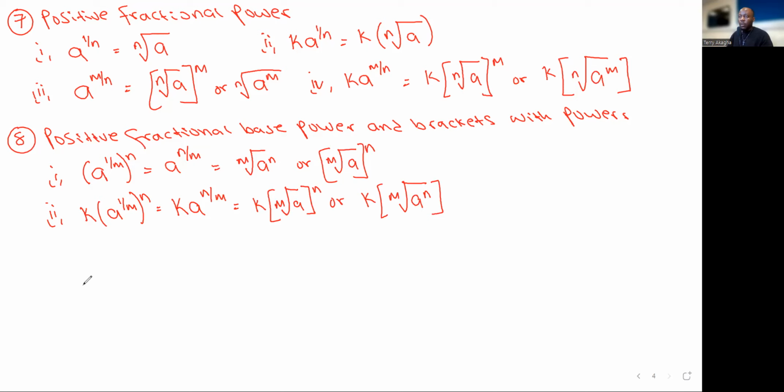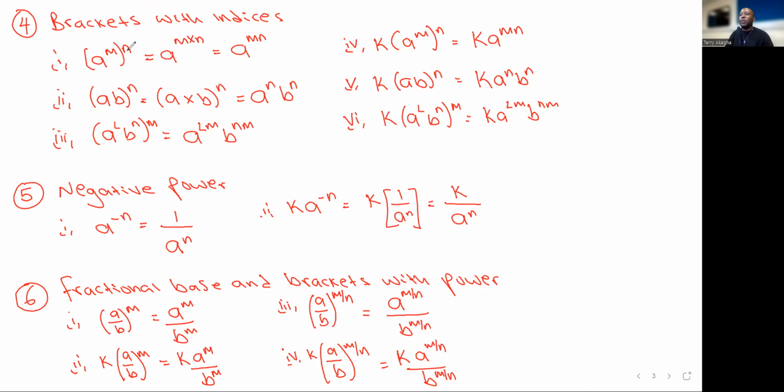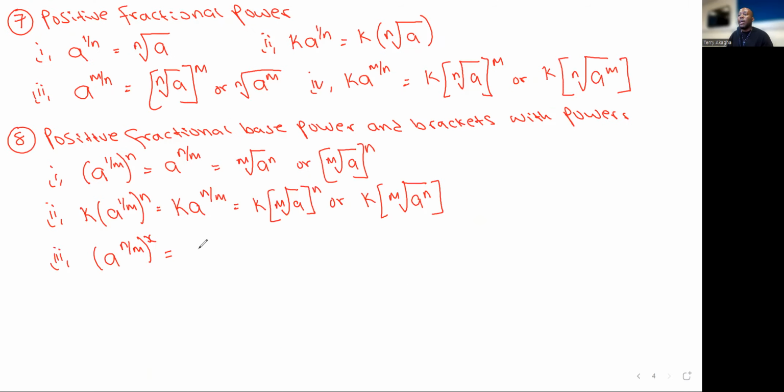Then the next one is if we have a^(n/m) raised to the power x. Similar to rule 4 that I told you, you have to multiply the powers. So you also multiply the powers here. So it's going to be a^(nx/m). Then the same thing is going to be the mth root of a raised to the power nx, or the mth root of a all raised to the power nx.